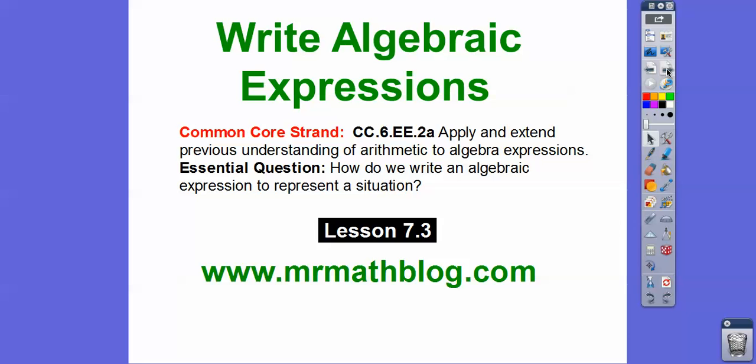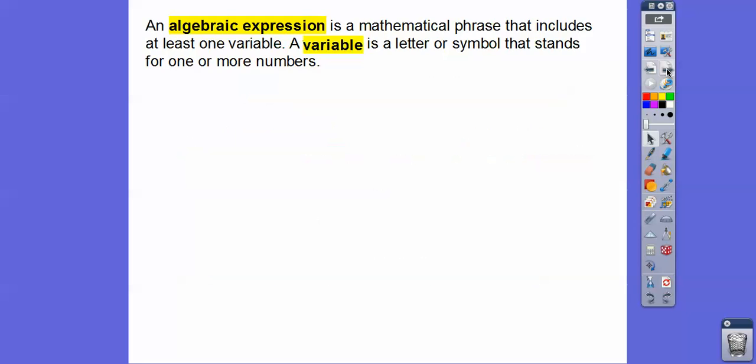And our question here is, how do we write an algebraic expression to represent a situation? So we have several examples here. An algebraic expression is just a mathematical phrase that includes at least one variable. And a variable is a letter or a symbol. We usually use letters here. A variable is a letter or symbol that stands for one or more numbers. Okay, so what does that mean?